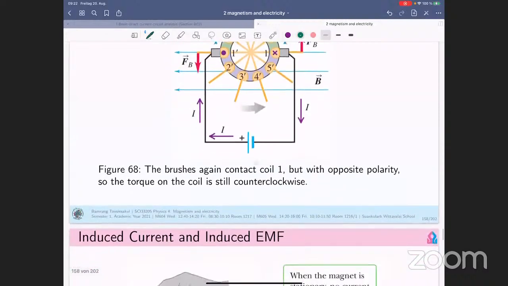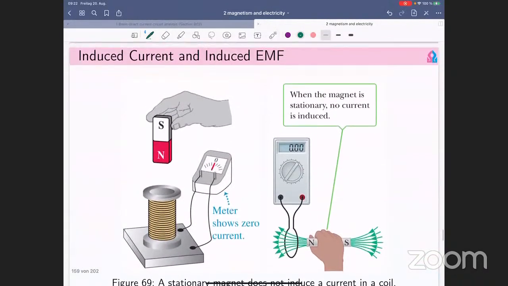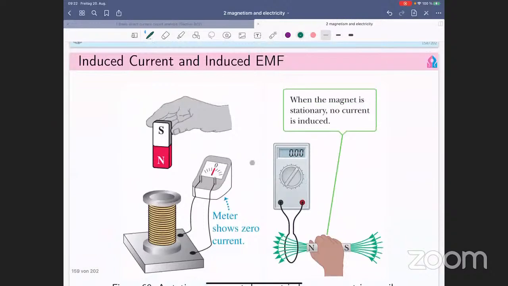All right, now let's go further to induced current and induced EMF. We don't have any example or problem regarding the direct current motor, but at least you know what happens, right? It's the extension of the idea by conductor loop and solenoid, right? Now we arrive at a good example.